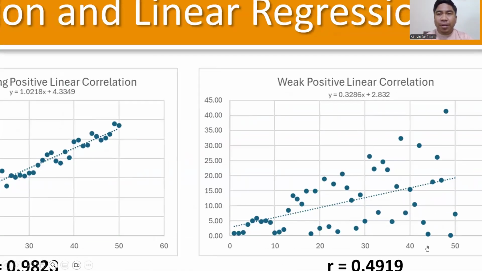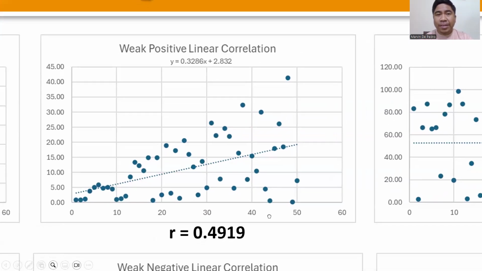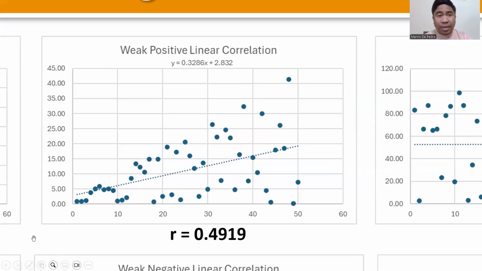But if we have a weak linear correlation, as you can see, the pattern is not quite obvious. So we cannot directly expect what's next, whether it is near or far from the trend line. Okay, so at first it's quite close, but eventually it started to deviate much. Okay, sometimes it's near, sometimes it's far. So with that, we can expect this one as a weak positive linear correlation, as shown by our value of R. So it's just 0.49, right?